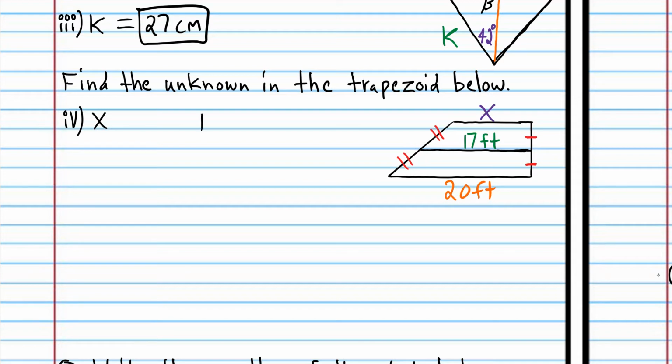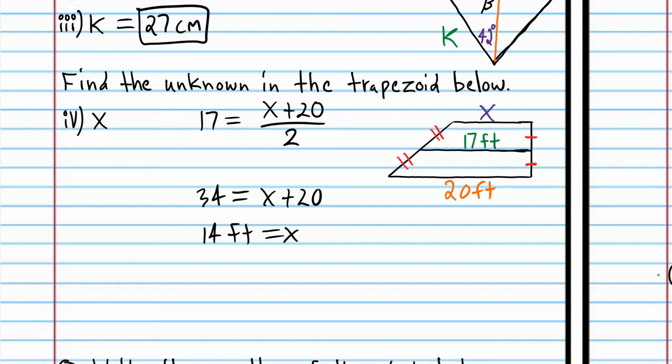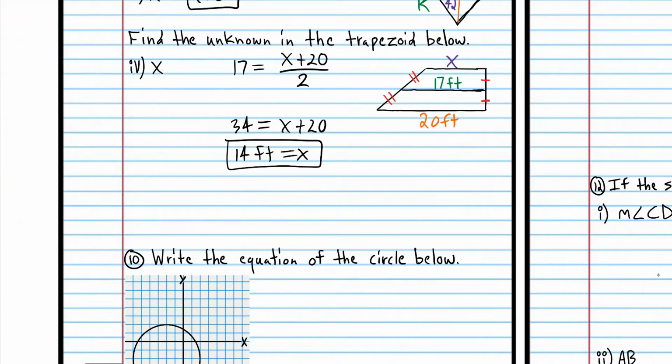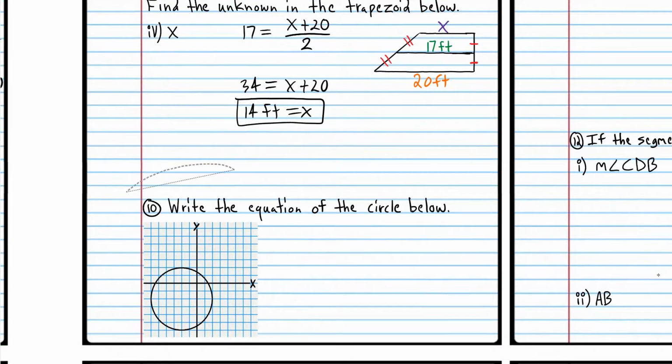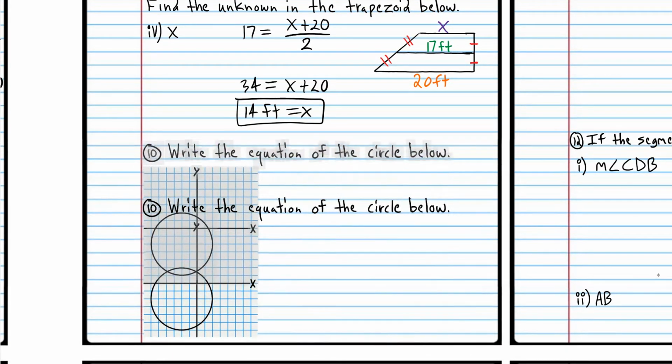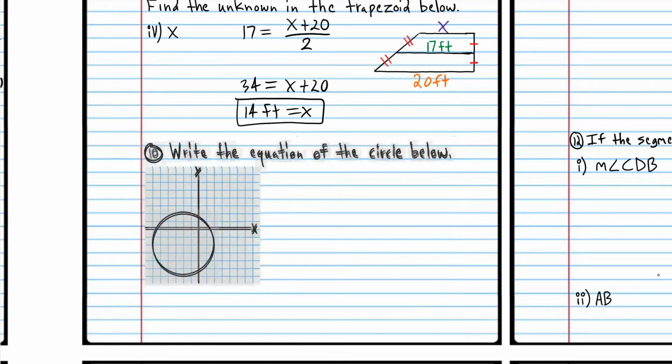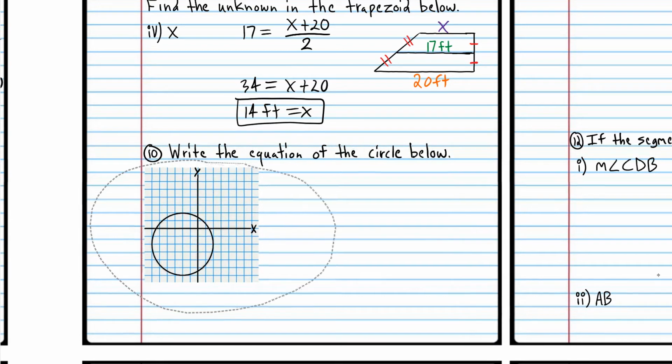But we learned a theorem that says, this is the midsegment theorem, the length of the midsegment is equal to the sum of the bases divided by 2. So now all we have to do is solve, multiply both sides by 2, and we get 34 is equal to x plus 20. Subtract 20 from both sides, and we see x is equal to 14 feet. So there you go. If you got that one right, good job. All right. On to number 10. I'm going to make this a little bigger because we've got plenty of room. Go ahead and try number 10. And when you come back, we'll do it together.